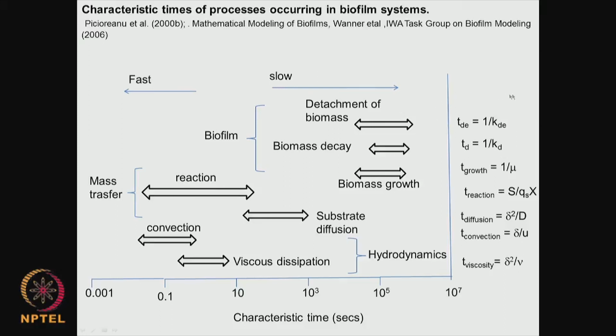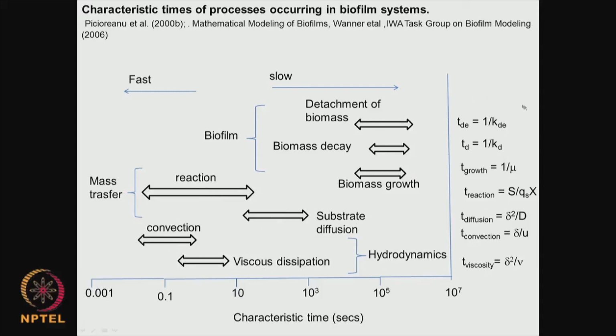Okay. So, let us look at the characteristic times for each one of these processes. Let us look at mass transfer: the characteristic diffusion time is delta square by capital D, where D is the diffusion coefficient and delta is the thickness. Now, if you look at the convection, the characteristic convection time is delta by U, again delta is the thickness, U is the velocity. For the viscous dissipation and hydrodynamics, it is delta square divided by the kinematic viscosity, where delta is the thickness. Okay. So, these are the times related to mass transfer and hydrodynamics.